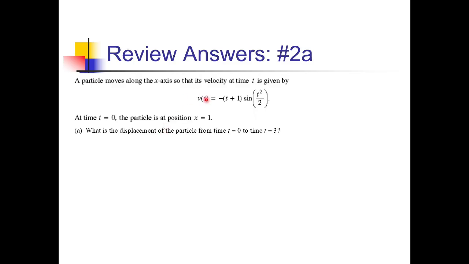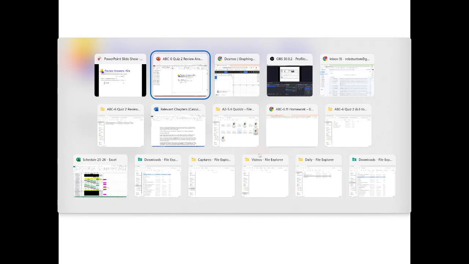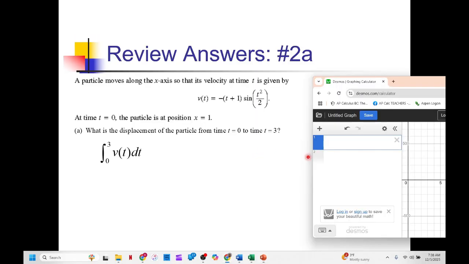Since velocity is the rate of change of position, we just need to take the integral of this velocity on the interval that they're talking about here. So we literally just need to do the integral from 0 to 3 of v of t dt. And this is a calculator question, so we're going to go ahead and actually put this in the calculator.